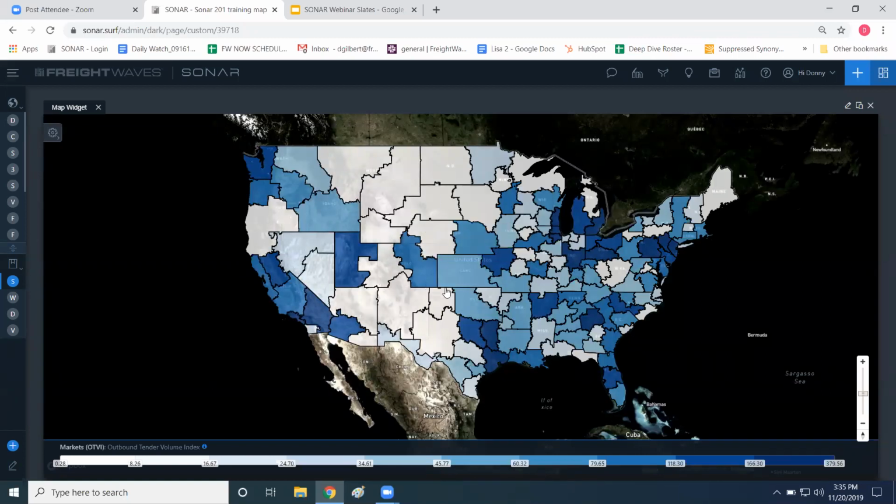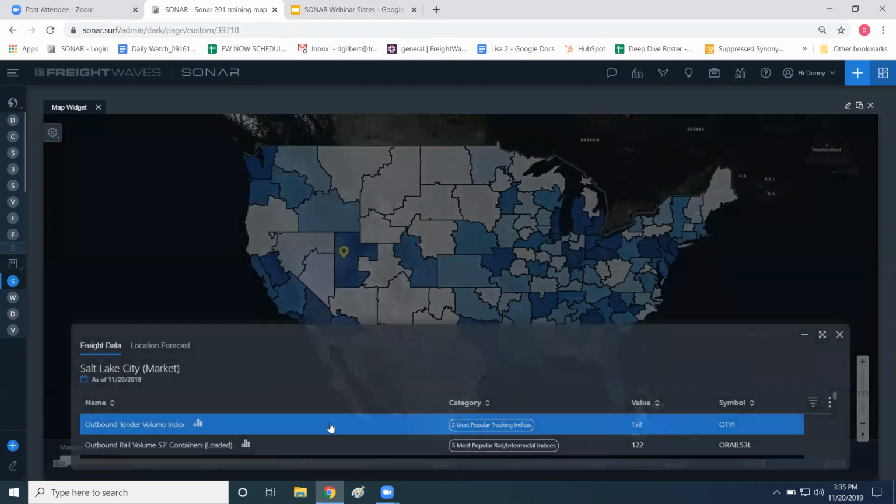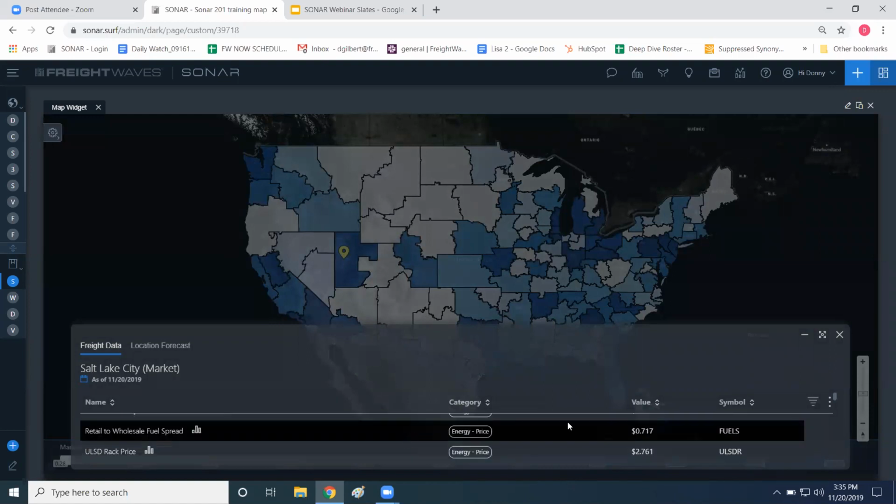Tender rejection rates you can bring up, drive-in tender rejection rates, reefer tender rejection rates. There's a very large list here when you select our 3D maps of what indices you can and can't pull up. And like I say, using the color gives you a high elevation overview of what's going on. Now you can also double click on the map, and it'll bring up all the indices for that market here.